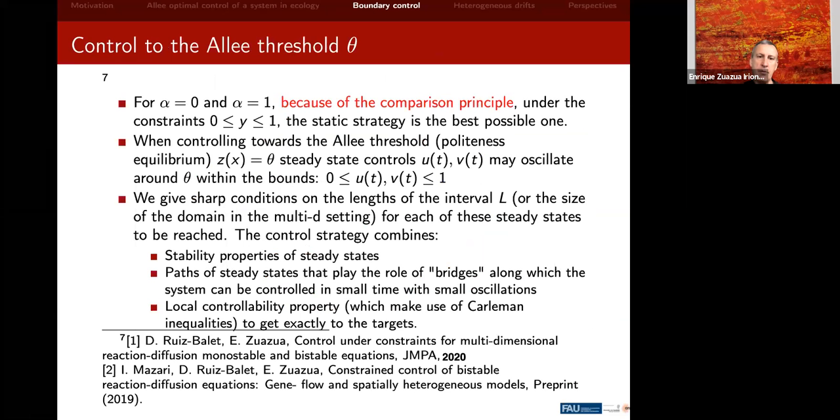This is the work we have done. We have continued working in this area, as I mentioned, with Dominique Ruiz Ballet, and also with Idris Mazari, who recently got his PhD at the University of Paris 6, and he's now a postdoc in Vienna, an expert on these reaction diffusion models arising from biological sciences.